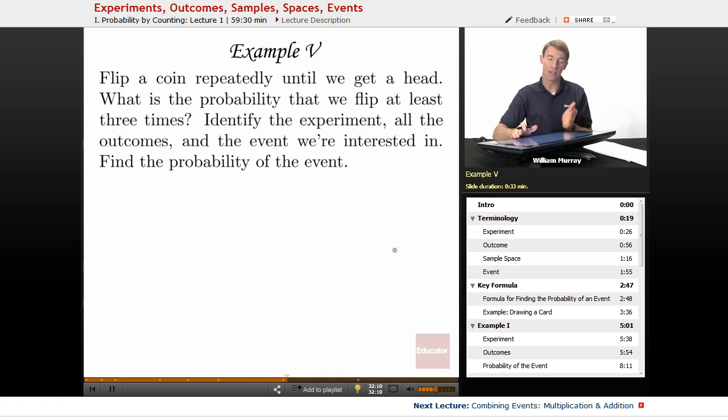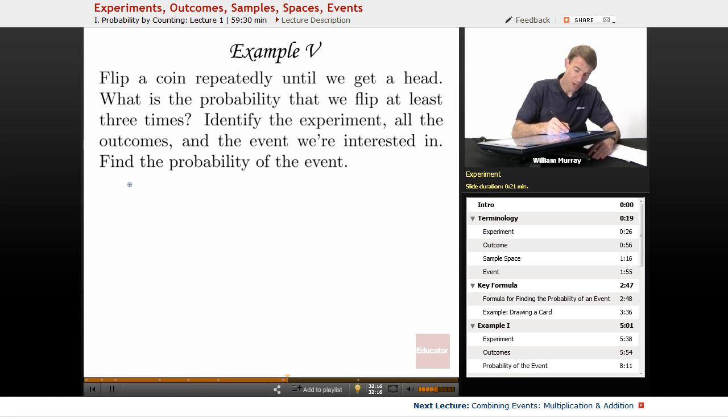So let's identify the experiment and all the outcomes and then find the probability of that event. So the experiment here is just flipping the coin over and over again, and then as soon as we see the first head, we stop. The outcomes.